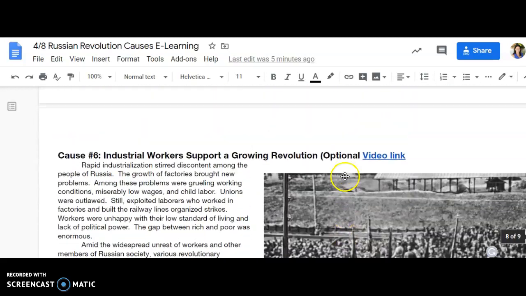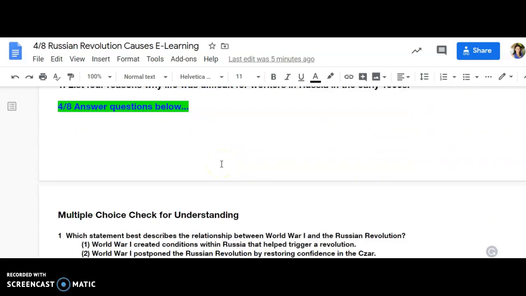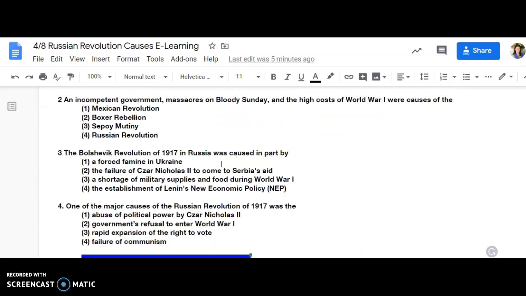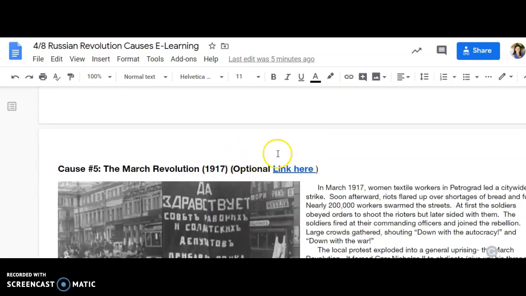There are 6 reasons or causes of the Russian Revolution, and then at the end there are some 4 multiple choice questions for you to complete. And yeah, I think that's it.